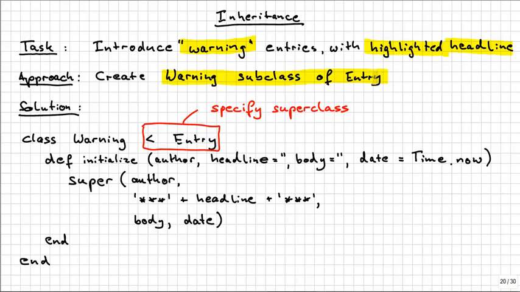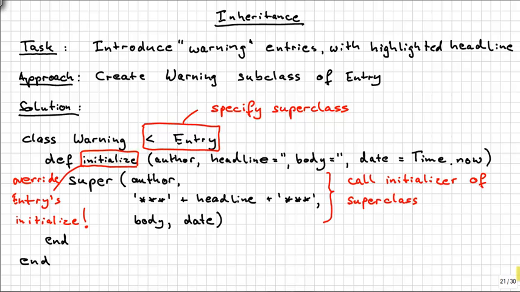In Ruby, we indicate superclasses by using the less than symbol followed by the name of the superclass. So as we are defining the warning class, we indicate by using the less than symbol and the name of the superclass that warning is an entry. And then we can initialize the warning. So again, since this is a class, we have an initialize method here. And in fact, the initialize method overrides entry's initialize method.